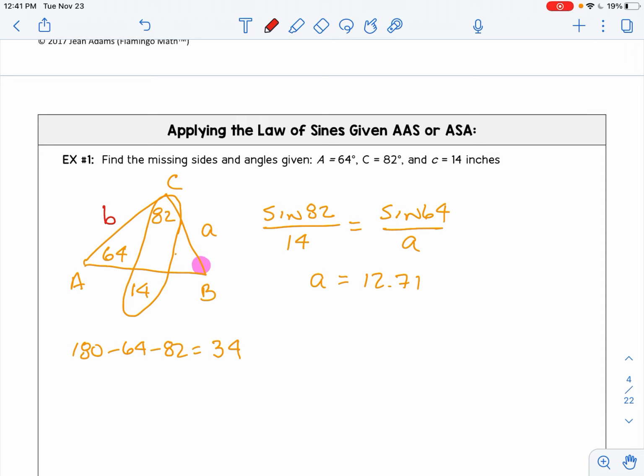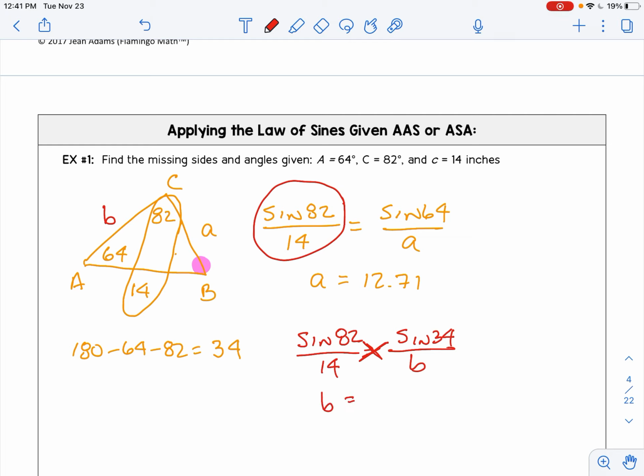Now, this is just from my engineering world. They always taught you should use what's given all the time. So I'm not going to use what I found. I'm going to use the given again. So I'm going to go sine of 82 over 14. That ratio is equal to this ratio, sine of B, which would be sine of 34, over little b. If you do the cross you know, divided by the cross you don't know, that's going to give me little b is equal to 7.91 if you want to try that on your calculator.